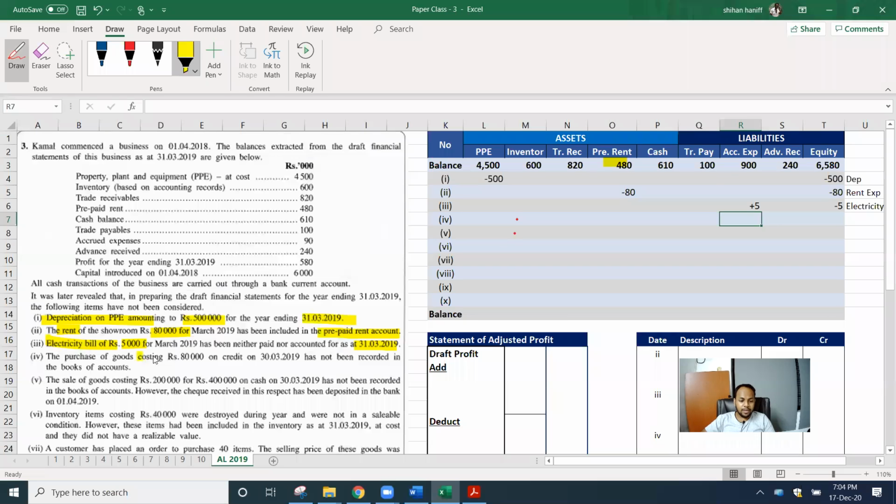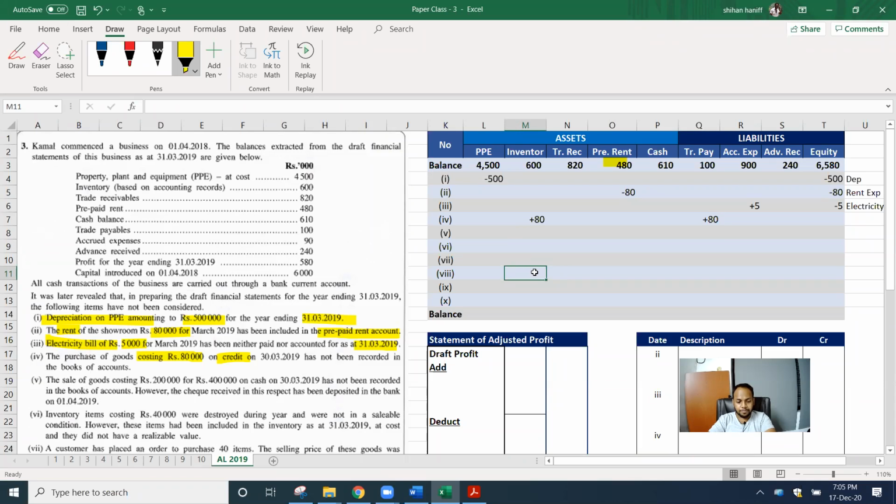Number 4, the purchase of goods costing 80,000 on credit on 30th March 2019 has not been recorded in the books of account. So it's credit purchases. If we purchase on credit, inventory will increase by 80,000. Trade payables will also increase by 80,000. Inventory increase, trade payable increase. Credit purchase of inventory.